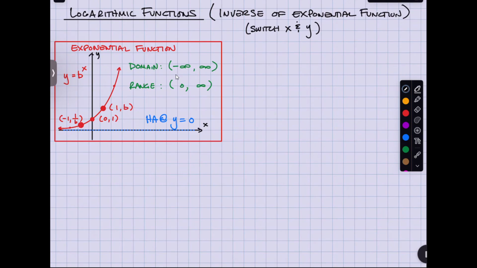So, as a reminder, how do we find an inverse? Switch x and y. If anybody was confused about that, that's why I wrote it in the notes.